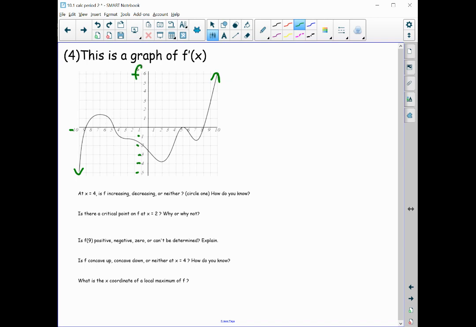But this is a graph of f prime. So always ask, who am I looking at and who are they asking me about? So go ahead and pause me, try these questions, take between 1 and 3 minutes, okay? And then unpause me when you're ready.